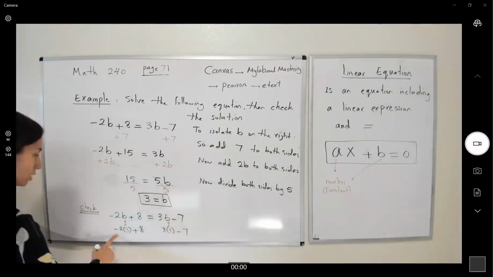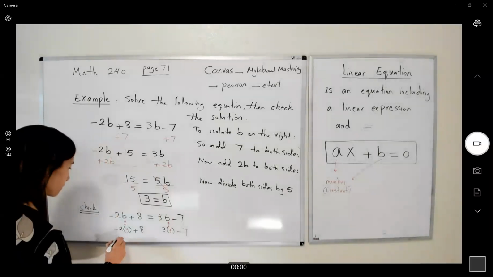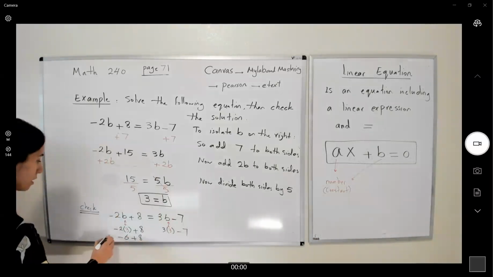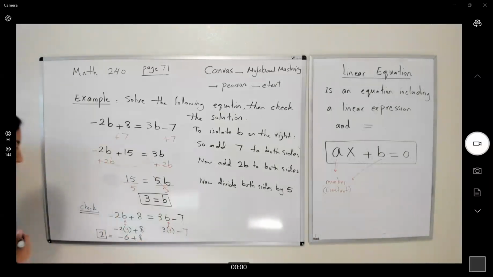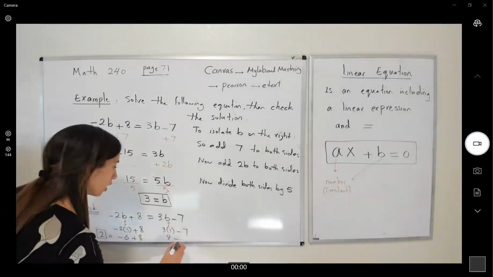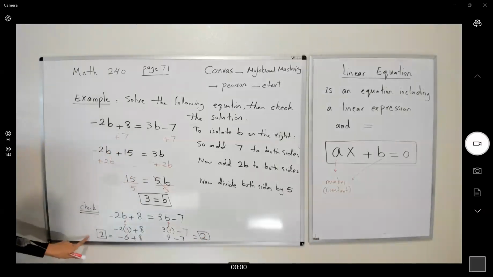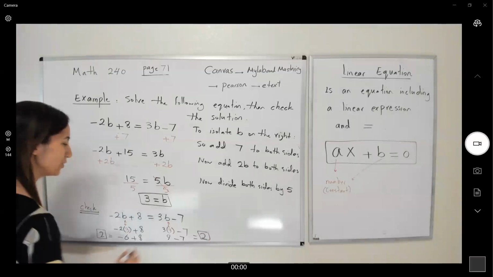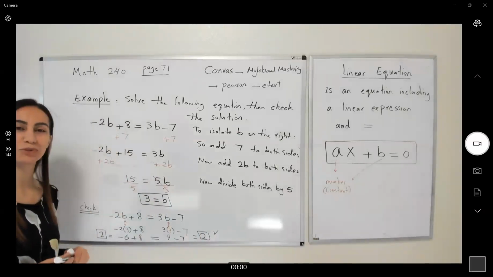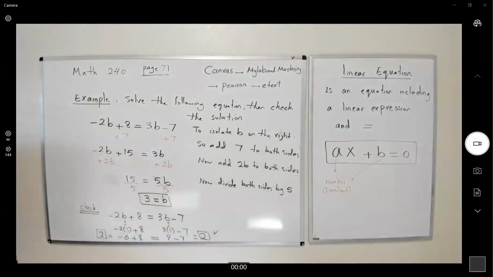So negative 2 times 3 is equal to minus 6, plus 8. 8 minus 6 is equal to 2. 3 times 3 is 9. 9 minus 7 is also 2. As you can see, 2 is equal to 2. So for sure you can say that b equals 3 is the solution for this linear equation.